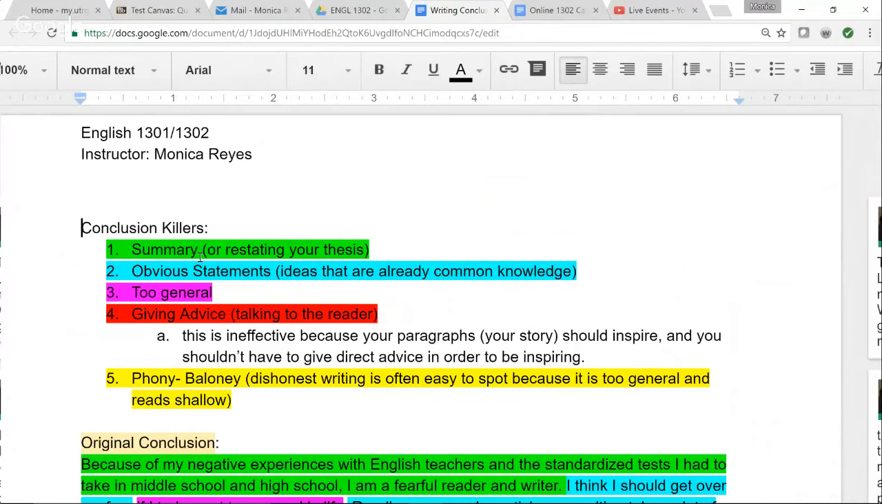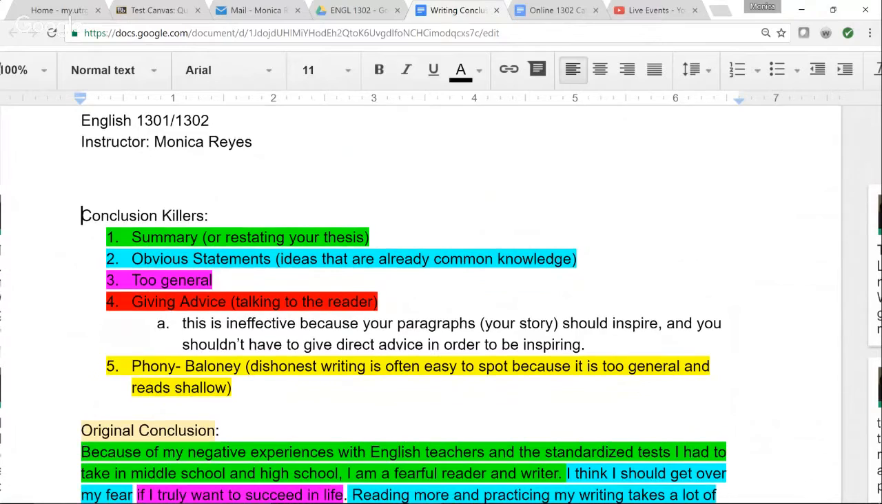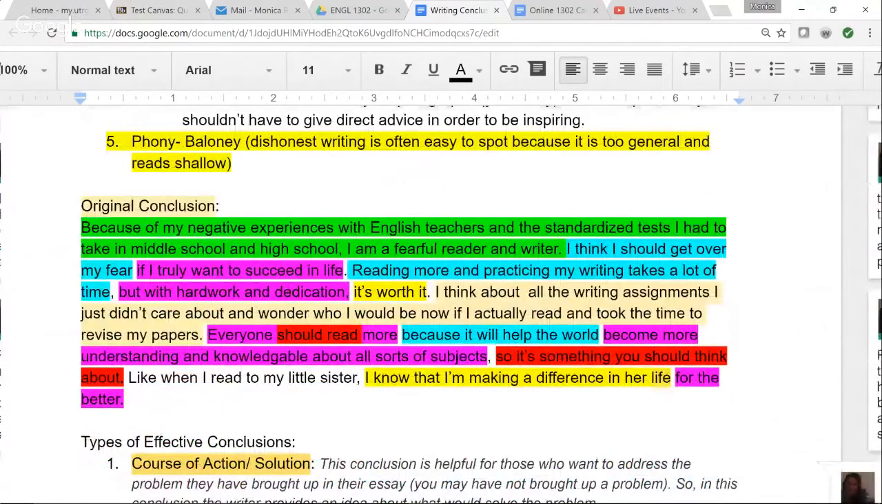And then lastly, in yellow, we'll take a look at what I call phony baloney or dishonest writing. Normally, the dishonest writing is really general and it reads shallow. So let's take a look at these conclusion killers in action.